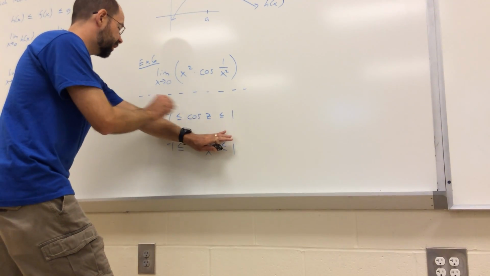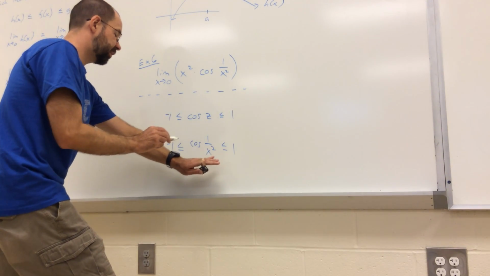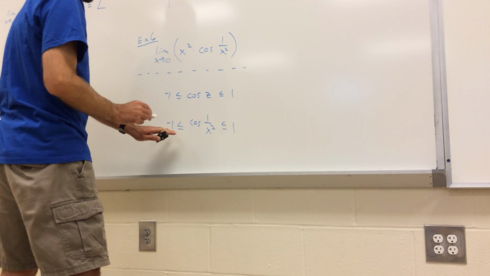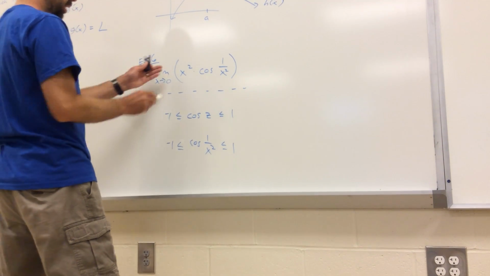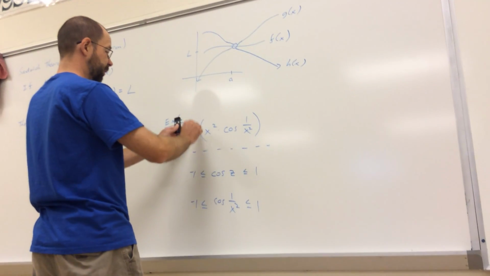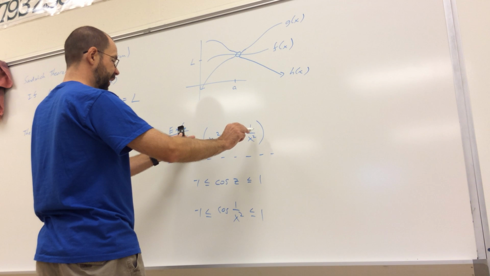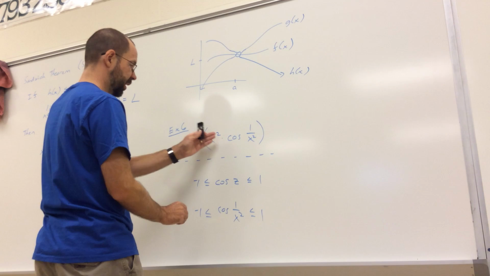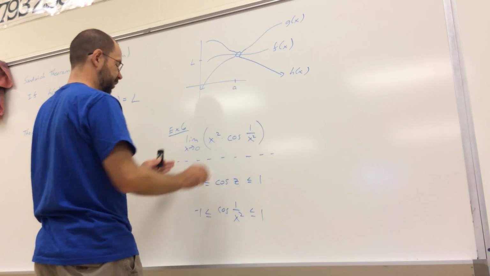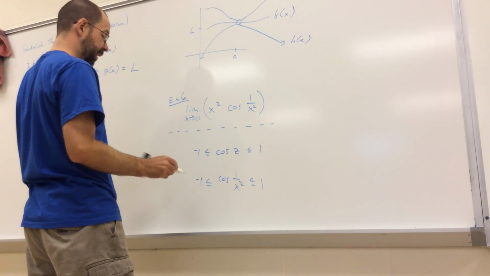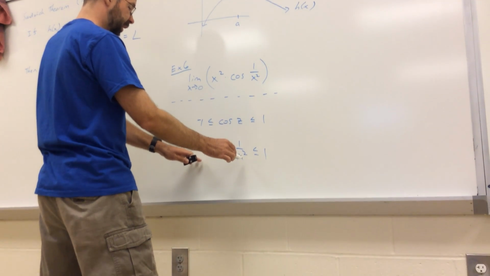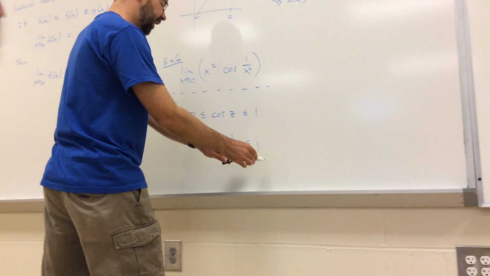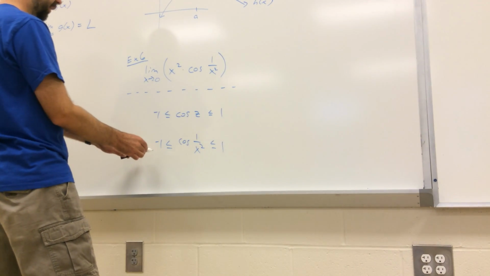So cosine of any number is in between -1 and 1. So in particular, the cosine of this number is in between -1 and 1. Now I'm trying to get this function trapped in between two other functions, and I'm not quite there. I have this trapped between two other functions, but I don't have this whole thing trapped in between two other functions. But I've got a true statement, and if I multiply the same number in all three places here, I'll still have a true statement.